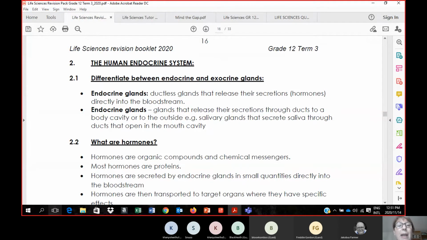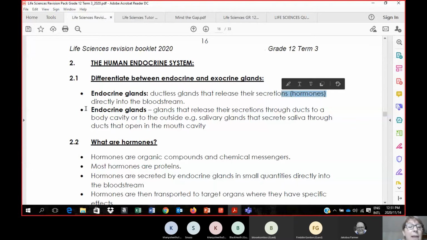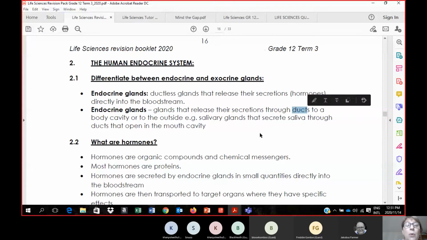So when we talk about the human endocrine system, we're talking about the hormonal system, right? That's what we're talking about. And you need to know about the difference between an endocrine and an exocrine gland. So endocrine glands don't have ducts and they always secrete hormones directly into the bloodstream. And then there's just a mistake over here. This should be exo over here. So exocrine glands, they release their secretions through ducts. So there are ducts present into a body cavity or to the outside.